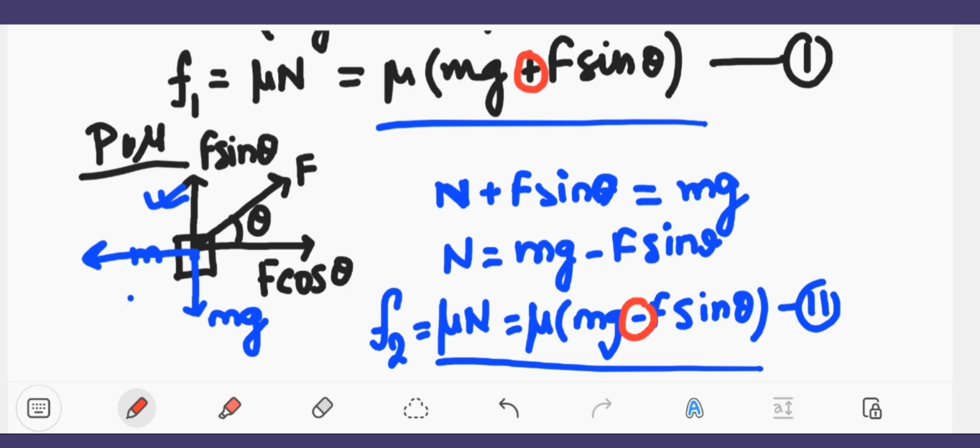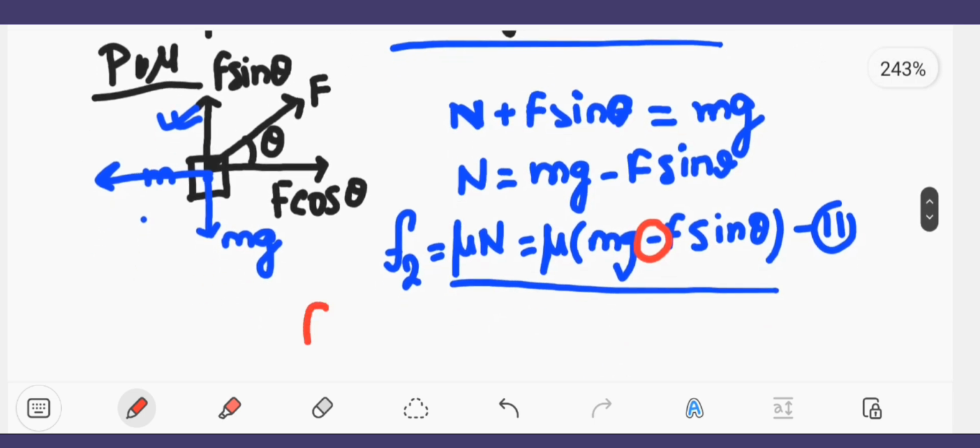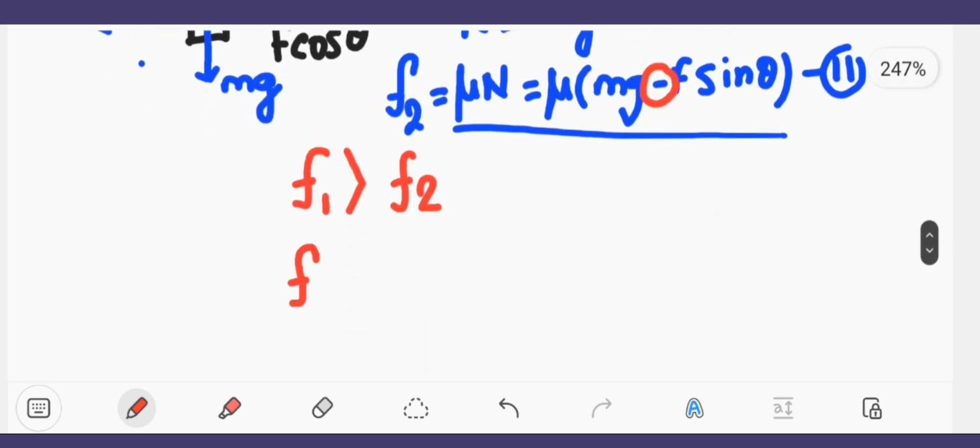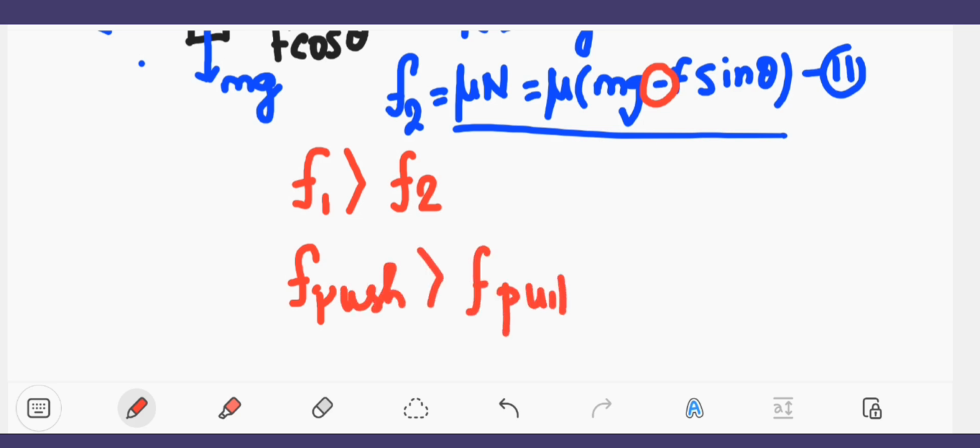So we can clearly say that the frictional force F1 is greater than frictional force F2. That is, the frictional force in the case of push is greater than the frictional force in the case of pull. Since the frictional force in the case of push is greater, it will be difficult to move the object. That is, in the case of push it will be difficult to move the object, and in case of pull it will be easier. Clear? So whenever we push or pull an object, it is always pull that is easier to do.